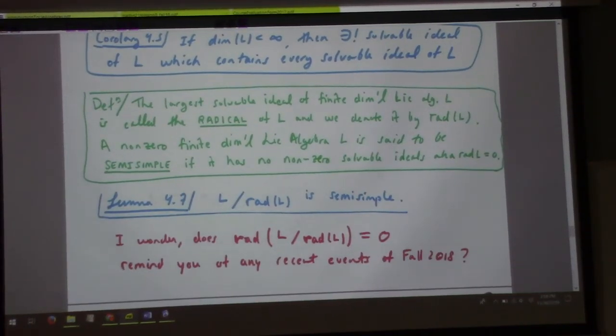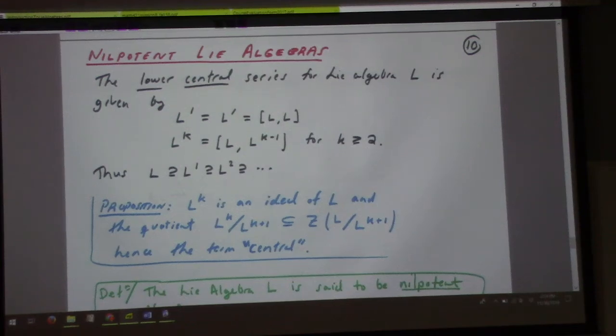So lemma 4.7 in Erdmann and Wildon says that L mod the radical of L is semi-simple. I wonder if you rewrite this claim as the radical of L mod the radical of L being 0, does that perhaps give you any sense of deja vu? Uh-oh. My joke is not working. This is like the nilpotent of L mod the nilpotent being just 0 again, right? Yeah. It's that thing. Sorry, it's too soon.